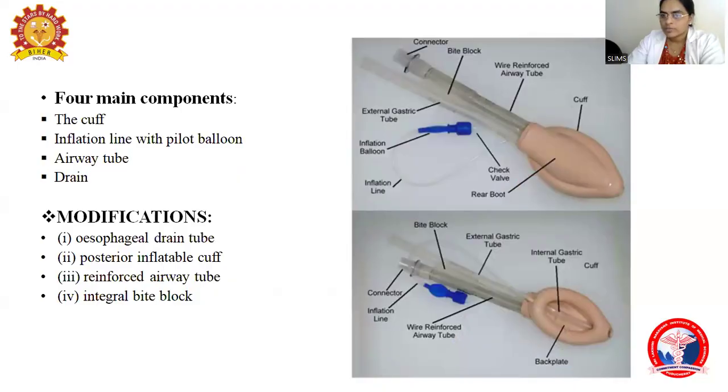The four main components of this tube are the cuff, inflation line with pilot balloon, airway tube, and the drain. Modifications include the esophageal drain tube, posterior inflatable cuff, reinforced airway tube, and integral bite block.